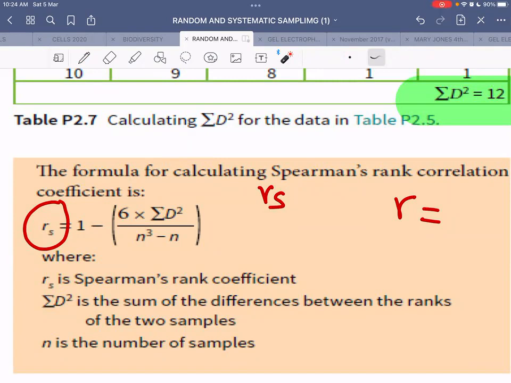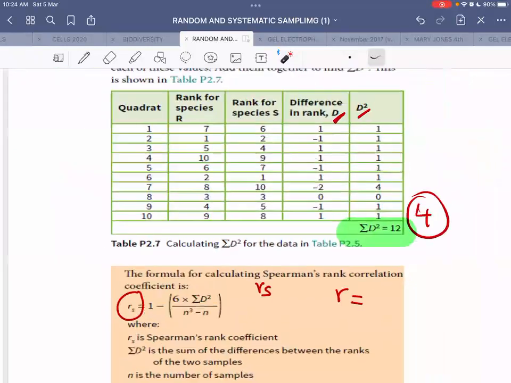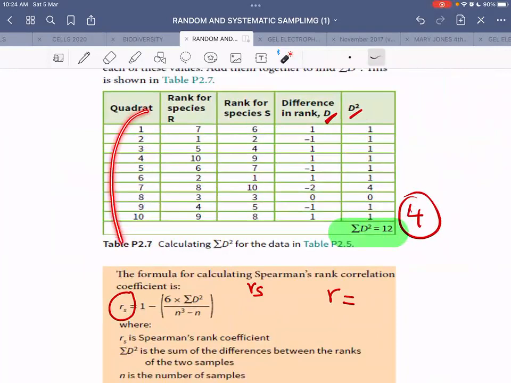So RS is equal to 1 minus bracket open, इसको modulus भी कहते हैं, 6 into sigma d square divided by n cube minus n, where RS is equal to Spearman's rank correlation coefficient. Sigma d square तो हमने अभी निकाला, ये वाला, ठीक है? And n is a number of samples. What was n? N is a number of samples. हमने कितने samples लिए हैं? N is 10. We are taking the samples in 10 different quadrants.